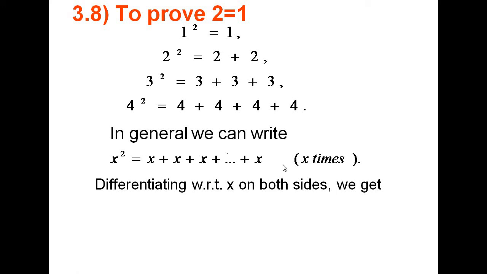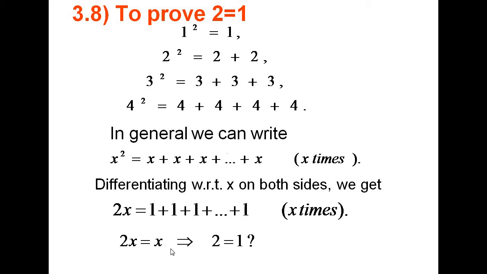Now, if we are differentiating this with respect to x, then what will happen? The derivative of x squared is 2x, and the derivative of each x is 1, so 1 plus 1 plus 1, x times. We are getting x. Therefore, we are getting 2x is equal to x, and we are getting a wrong result.